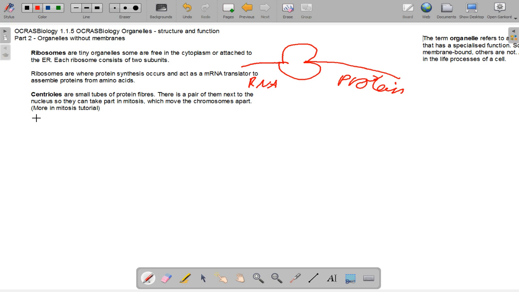Centrioles are small tubes of protein fibers. There are a pair of them next to the nucleus, so they take part in mitosis, and they move the chromosomes apart. I'll talk about more of them in the mitosis tutorial.